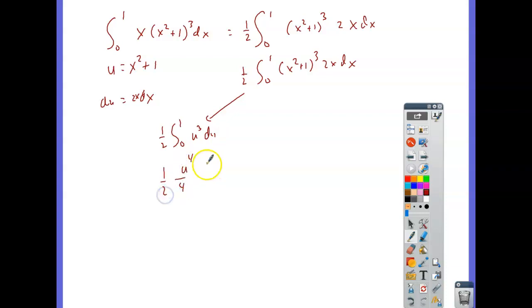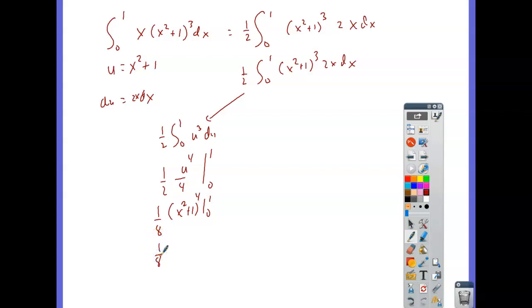Put a 1/2 out in front from 0 to 1. Plug in the x version of this, right? So I get 1/8 x squared plus 1 from 0 to 1. Am I good so far? Oh, I missed my 4th power. Plus c? Well, I got bounds now, so do I need a plus c anymore? It cancels out, right?